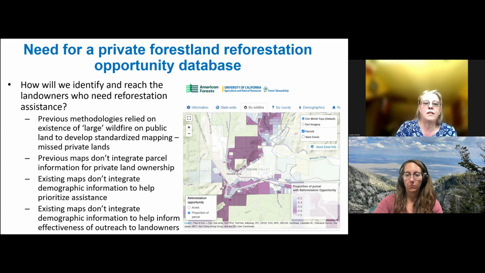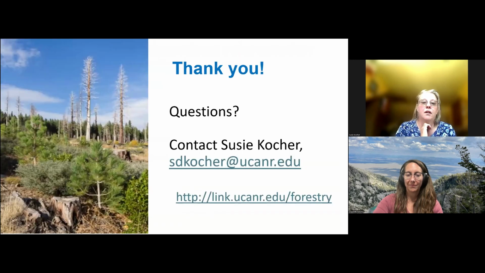So our previous methodologies relied on large wildfires that had public lands nearby. They didn't integrate parcel information to help reach out to people. They don't integrate demographic information, which is something that local agencies often would want to use, especially if you're in an area where English isn't the first language or there's other constraints that would be helpful to understanding from an outreach perspective. So that's my setup of how and why we got to this tool. And I'm happy to then move it on to the tool experts.